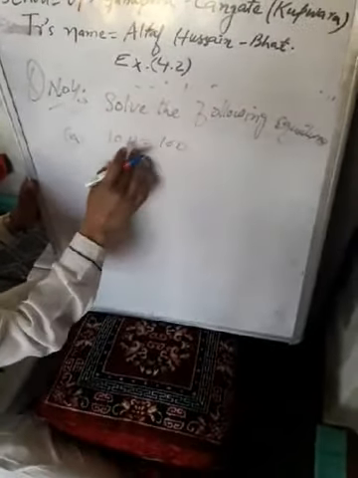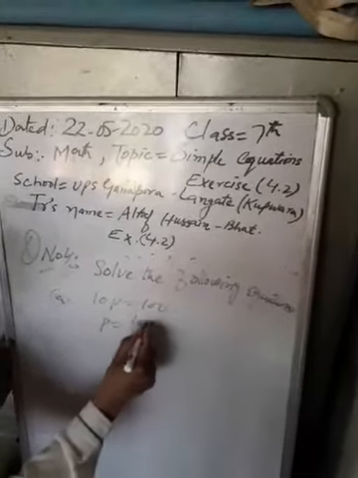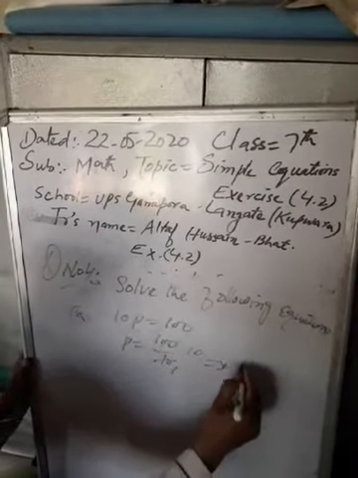We have to find the value of p. p is equal to 100 divided by 10. 10 ones are 10, 10 tens are 100. So that becomes p is equal to 10.